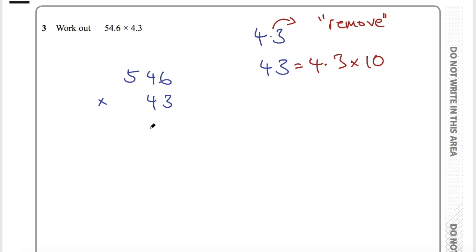So let's go ahead and finish this long multiplication off. So here I've got 6 times 3 is 18, carry the 1, 12. 4 times 3 is 12, plus 1 is 13, carry the 1. 5 times 3 is 15, plus 1, that's 16.